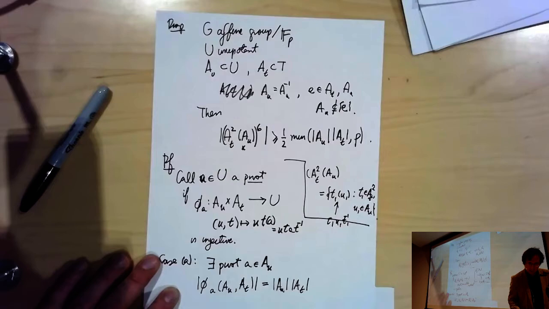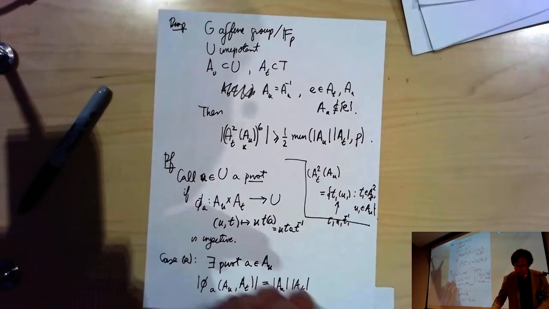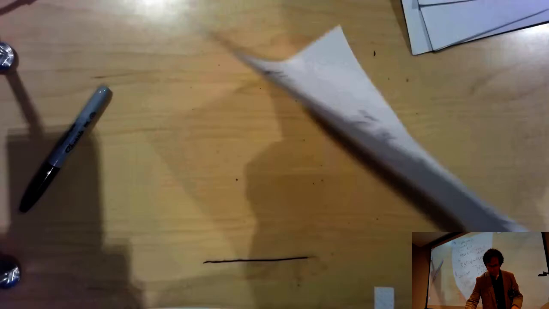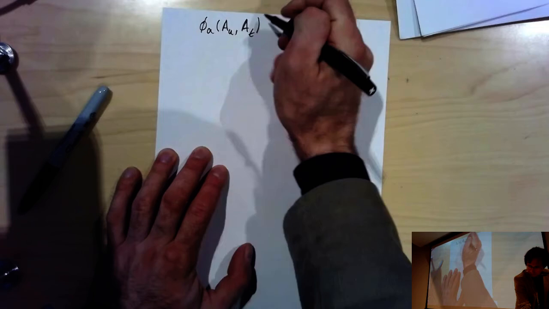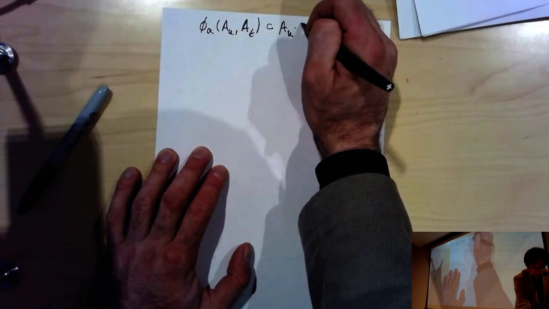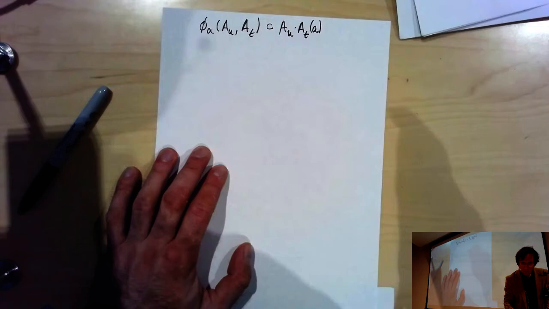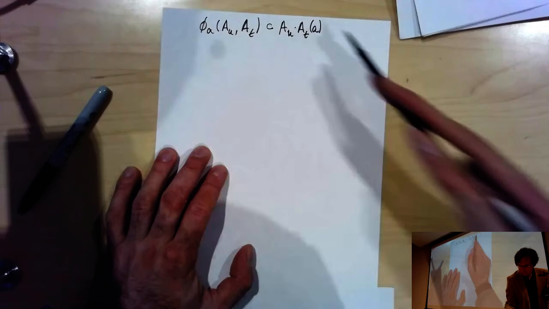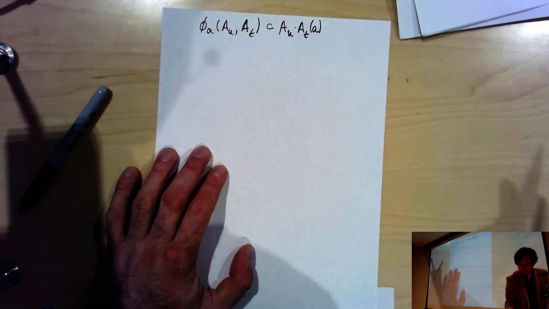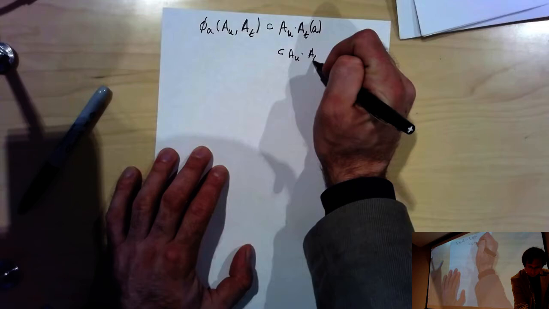But what is this? Well, of course, you have that phi A is contained in AU AT of A. Very well. So you are done, right? Yeah, this is a tiny subset of this. A, remember, is in U. So you're going to have that this is in AU, AT, AU.